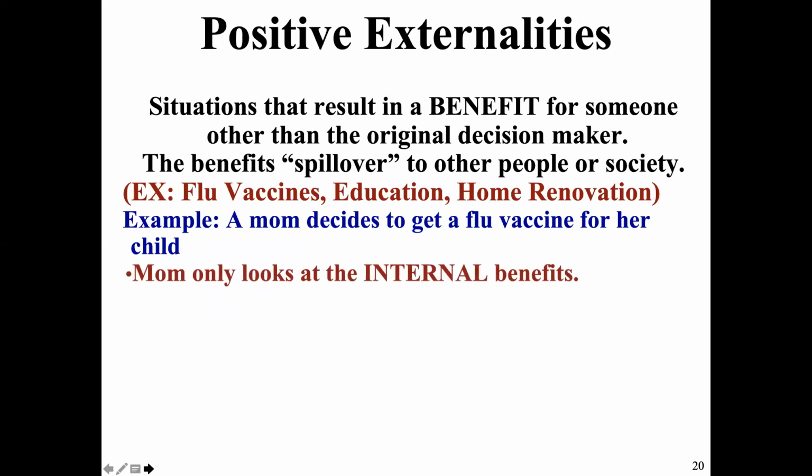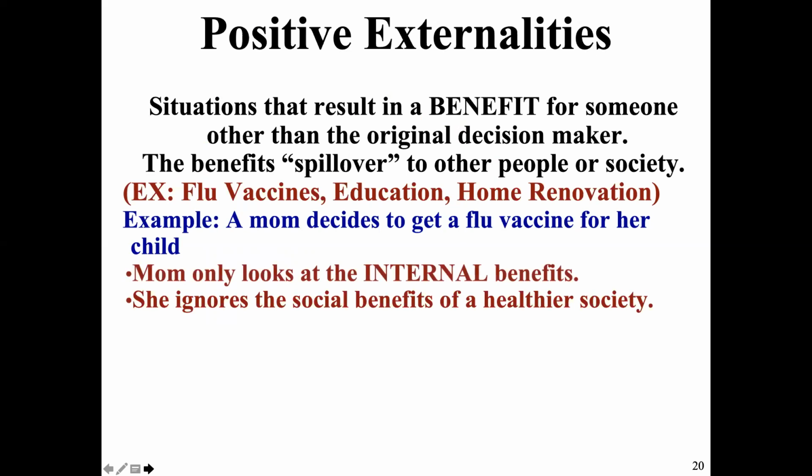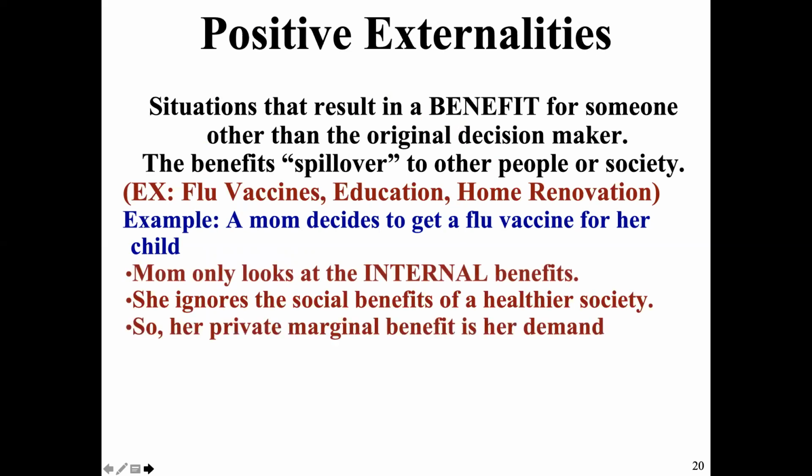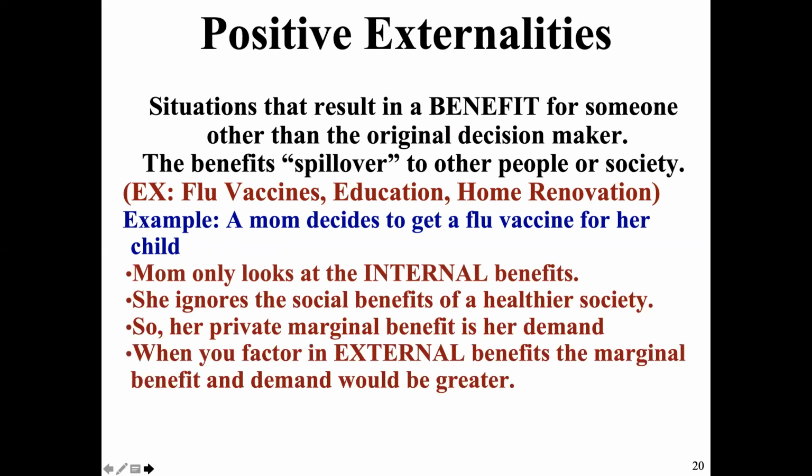We're going to assume, as a self-interested rational actor, she's only looking at internal benefits. How much is her kid going to benefit by being protected from the flu versus what is the cost in terms of not only explicit cost, but implicit cost of taking the time to go get him or her vaccinated. She's not going to think about the social benefits of a healthier society with widespread vaccination. So her marginal benefit curve is going to be her demand curve, but she's not going to take into account the external benefits.